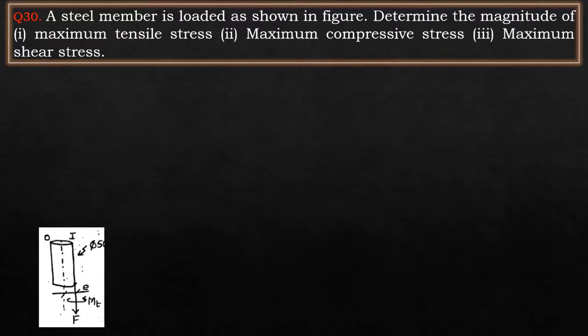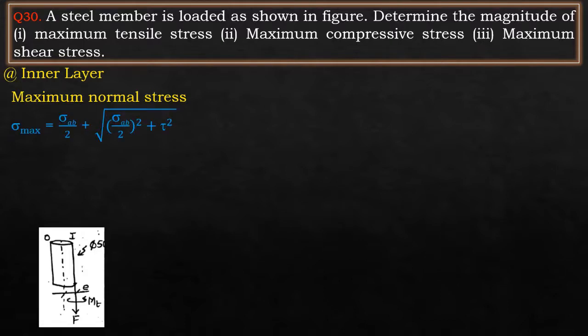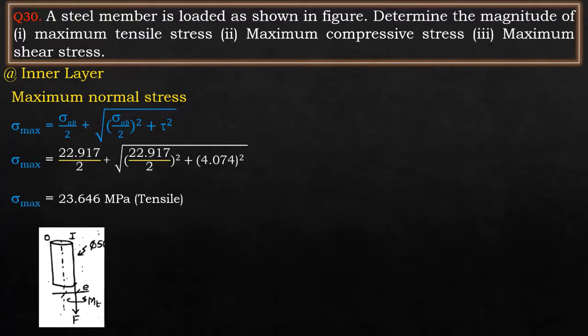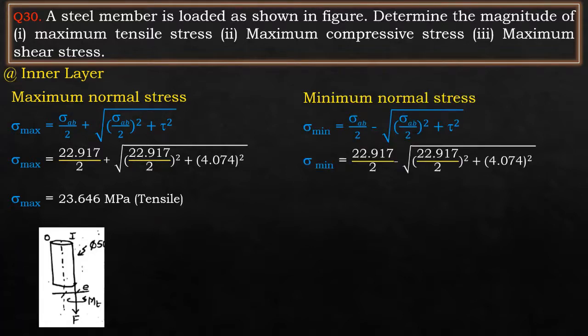At inner layer as well as outer layer, we will be trying to determine the values of principal stresses as well as shear stress. At inner layer, the maximum normal stress can be obtained using the following formula. By substituting the values of sigma AB and tau, which we have obtained, we will be having the value of sigma maximum to be 23.646 megapascals. Since the value is positive, it is understood that the sigma maximum is tensile in nature. At the same time, the minimum normal stress can be obtained by using the following equation. After substituting the values, we will be getting the value of sigma minimum as minus 0.703 megapascals.